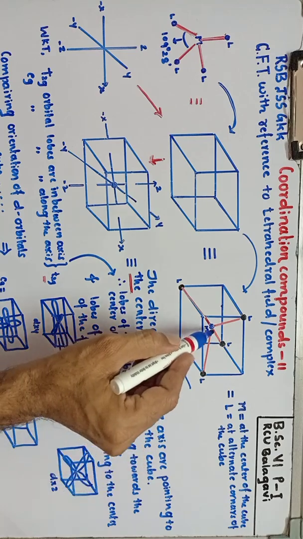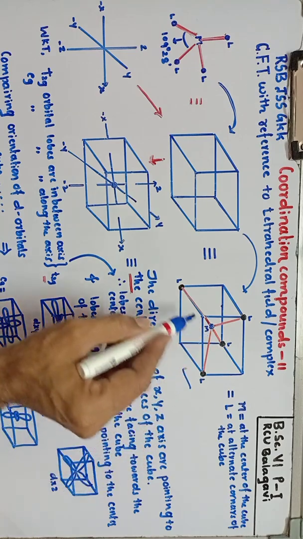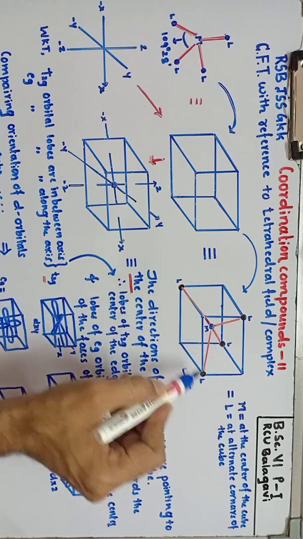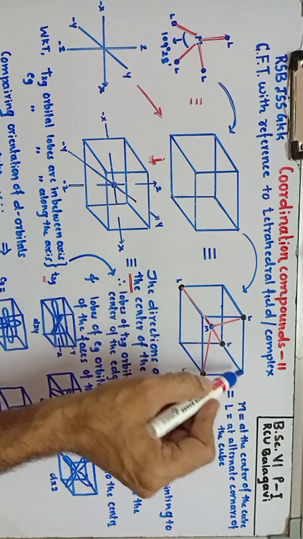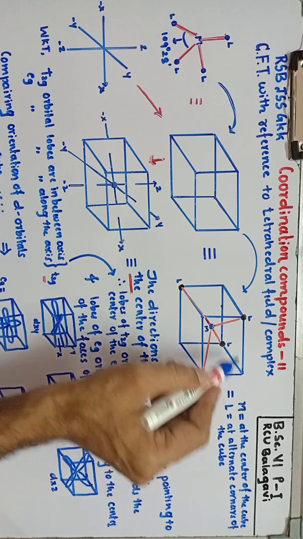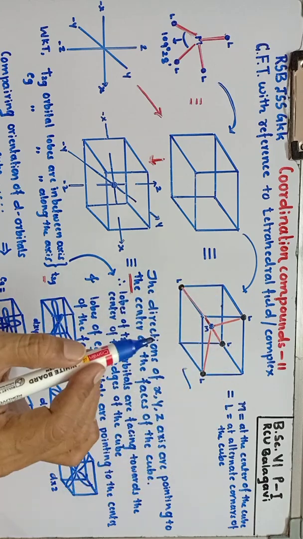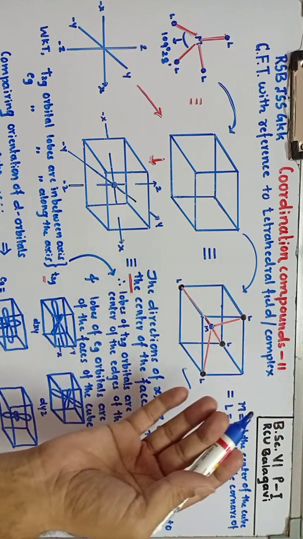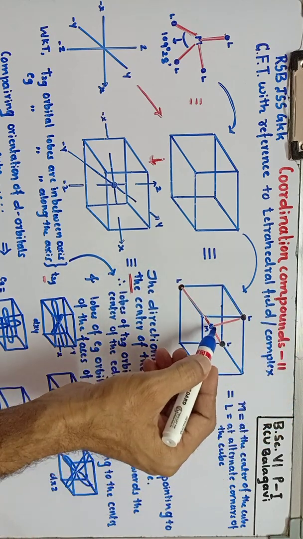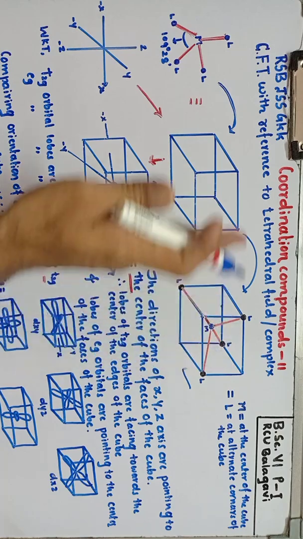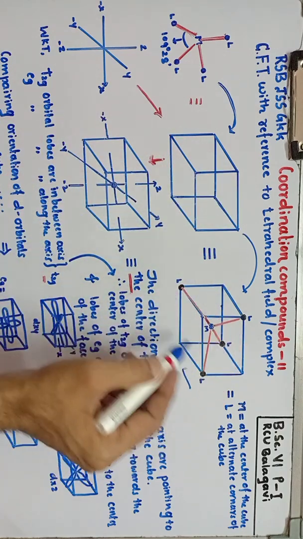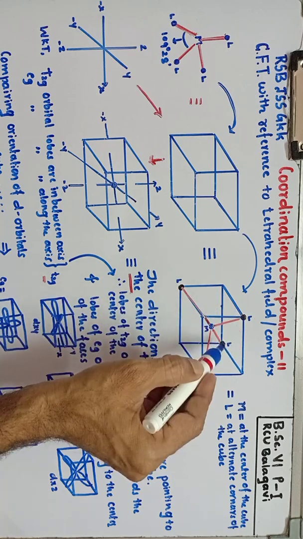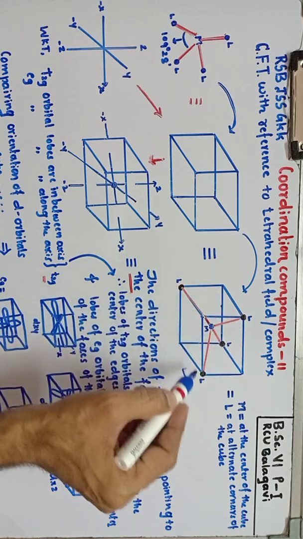So the metal will come exactly at the center of the cube and the ligands will come exactly at the alternate corners of the cube. That means 4 ligands will occupy alternate corners of the cube. Here another 4 corners will be empty. So this is the tetrahedral arrangement of ligands around the central metal ion when compared with the simple cube: the metal at the center of the cube and the ligands at the alternate corners, as shown in this figure.